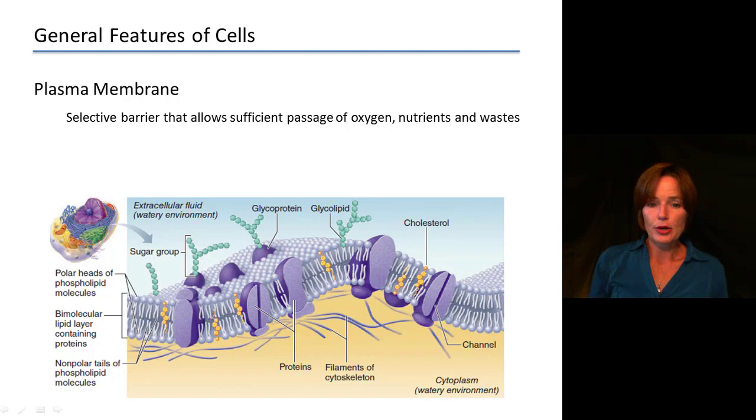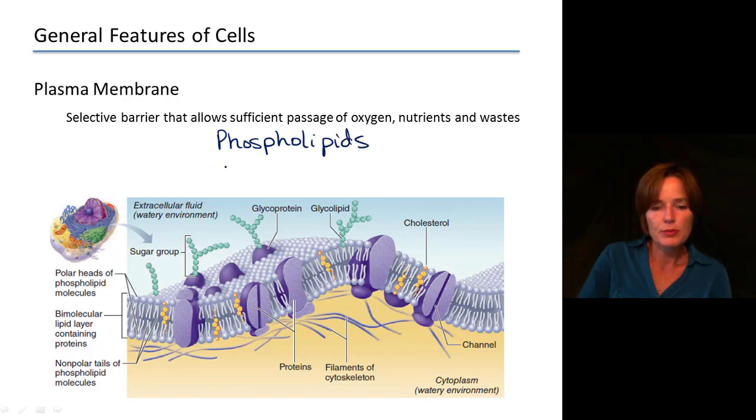It is a selective barrier that allows sufficient passage of oxygen, nutrients, waste. Basically, it regulates everything that gets to come in and everything that's going to go out of the cell. So it is controlling entry and exit is the way that we say that. If we talk about what the plasma membrane is made of, there's two main types of molecules that are holding this together. We have phospholipids, and then there's also going to be proteins.